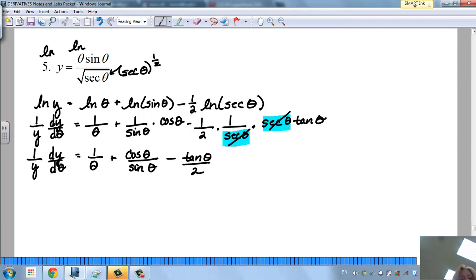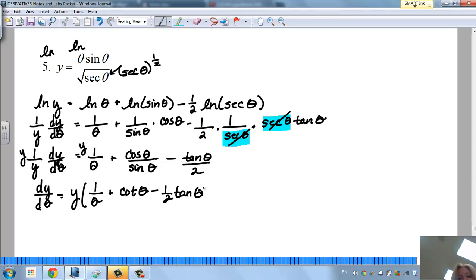Okay, so what I'm going to do now is multiply both sides by y, because I want to solve for dy d theta. So dy d theta is going to equal y times 1 over theta plus, this we can change to cotan theta, minus 1/2 tan theta. Tan theta over 2 would still work also. And remember, we're going to replace the y with our original function, because y equals that.